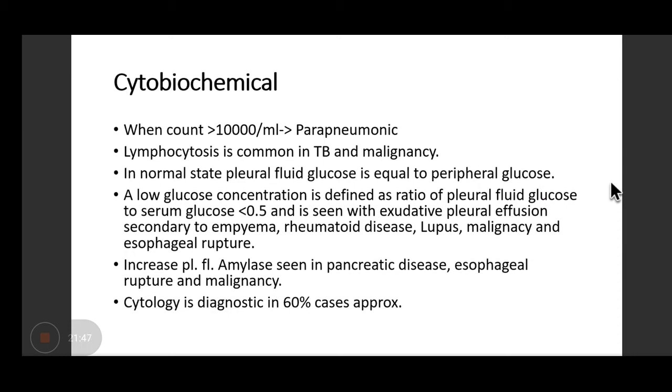Exudative, it's written also. Yeah. So then sugar, then you look out for proteins and LDH and amylase. If there is an increase in pleural fluid amylase, it points towards pancreatic diseases. Yeah, and malignancies also sometimes.